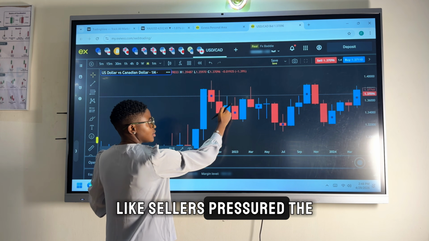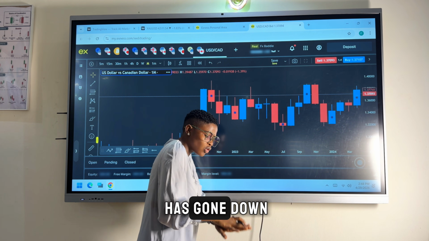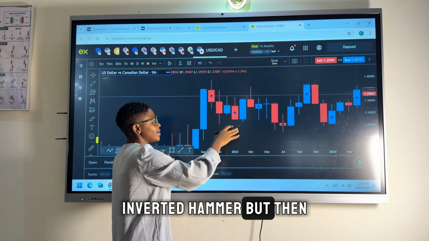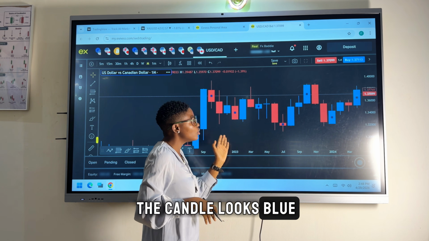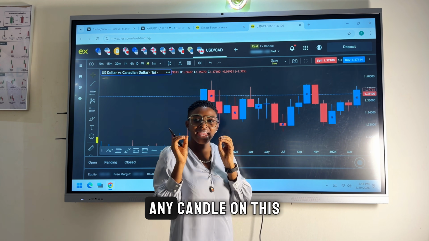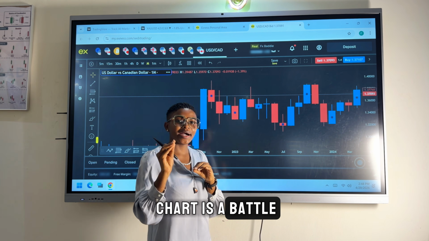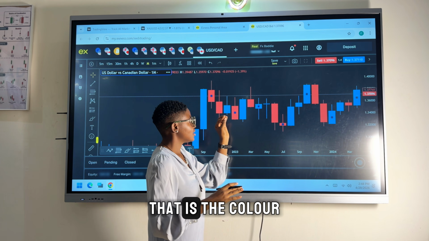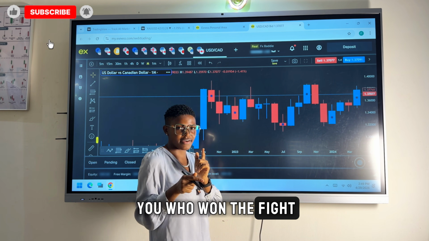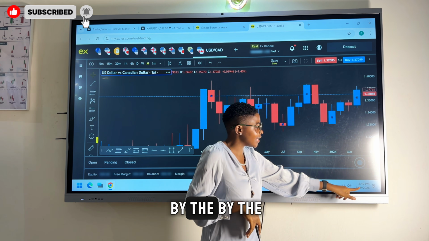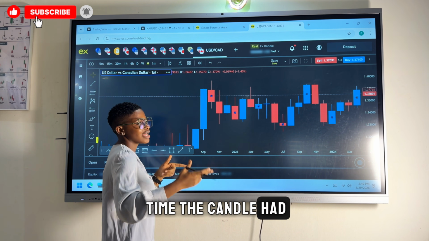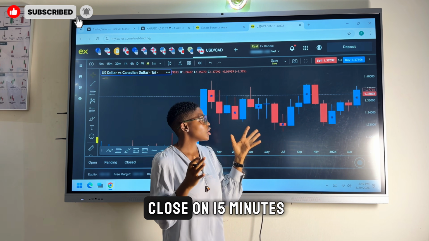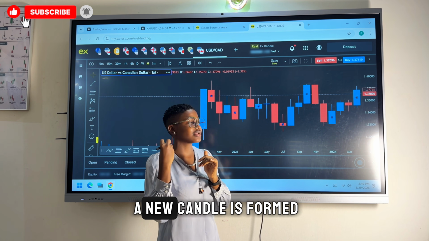Sellers pressured the candle and the candle has gone down. Mind you, a lot of you might be asking, okay, inverted hammer, but then the candle looks blue and so on and so forth. Any candle on this chart is a battle between buyers and sellers. How the candle finally closes, that is, the color of the candle, tells you who won the fight by the time the candle had to close. Remember, on the 1 hour time frame, each candle takes 1 hour to open and close. On 15 minutes, every 15 minutes, a new candle is formed.